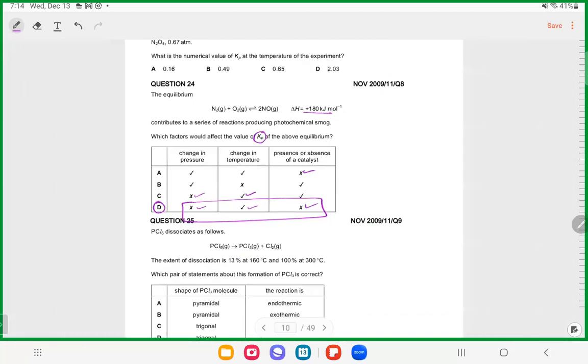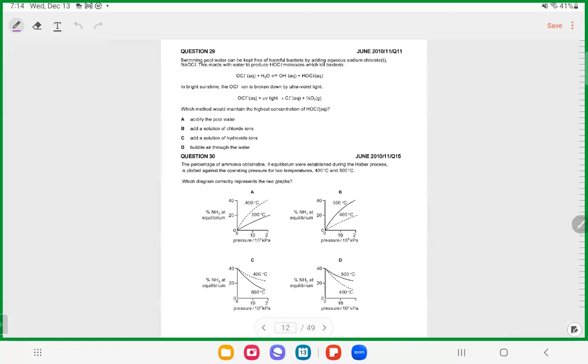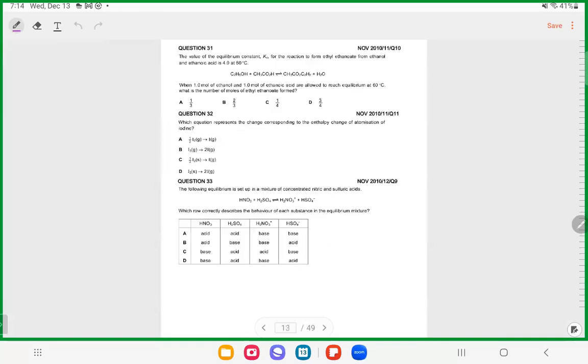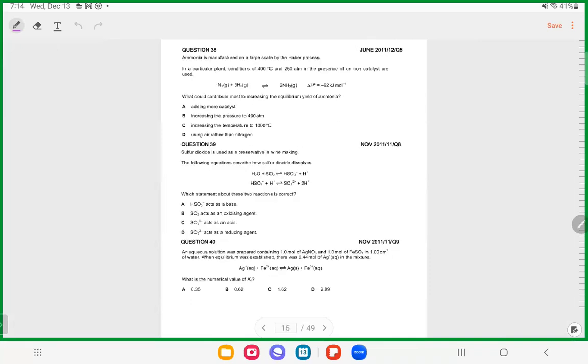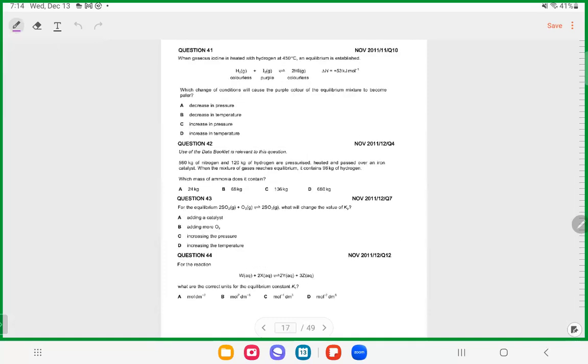Okay? So whenever there is a question about the factor that affects the value of Kc and Kp, you just have to pick the temperature part. Okay? So temperature is the only answer whenever they ask.